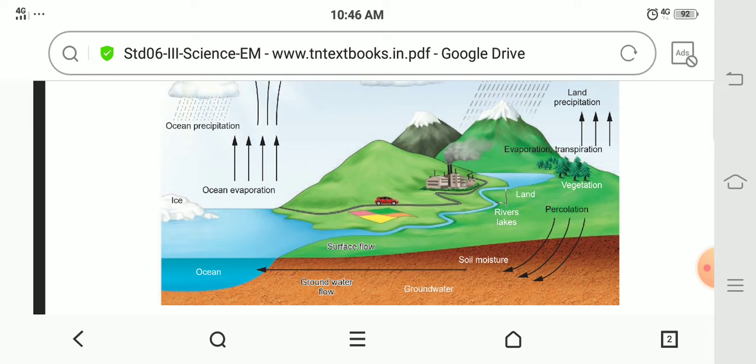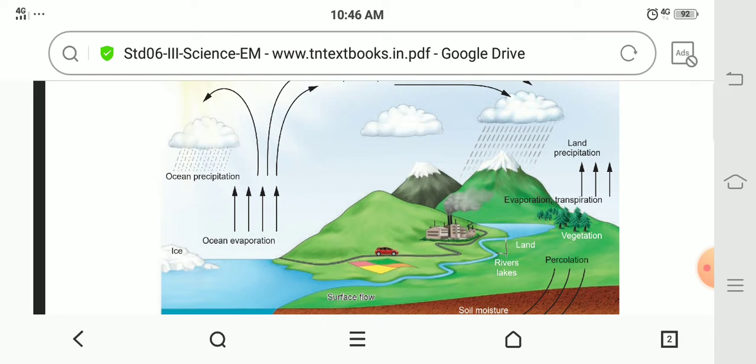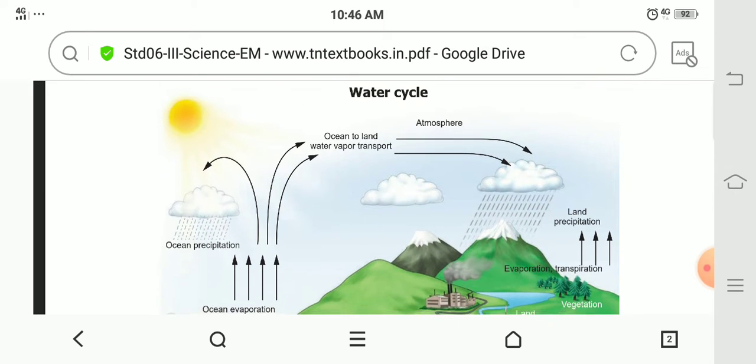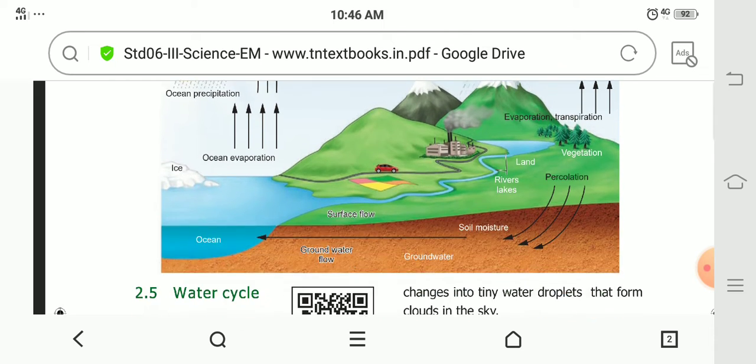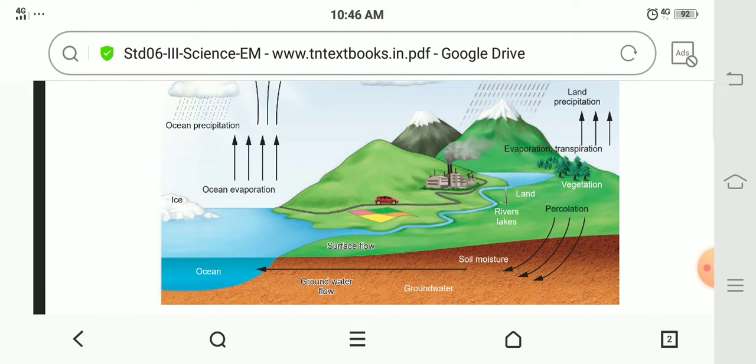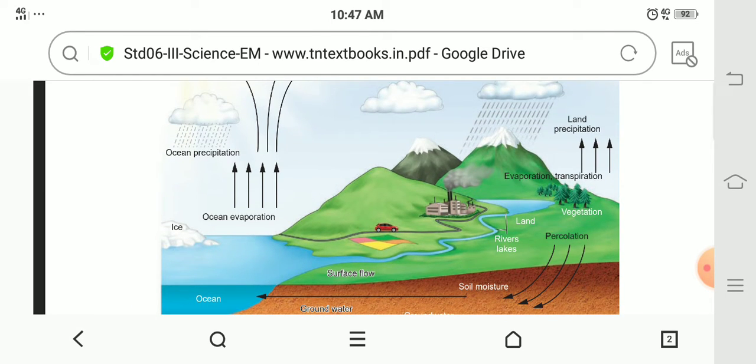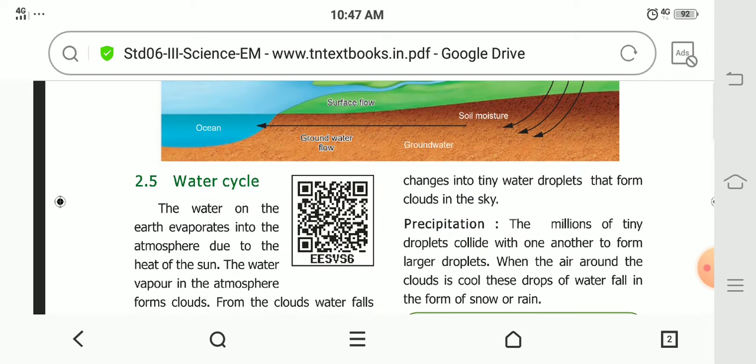Ocean, groundwater flow, groundwater, soil moisture, surface flow, ice. Then the water goes through ocean evaporation and ocean precipitation. Then it changes into ocean to land water vapor transport, atmosphere. Again soil moisture, percolation, vegetation, evaporation, transpiration, land precipitation. Surface flow, rivers and lakes.